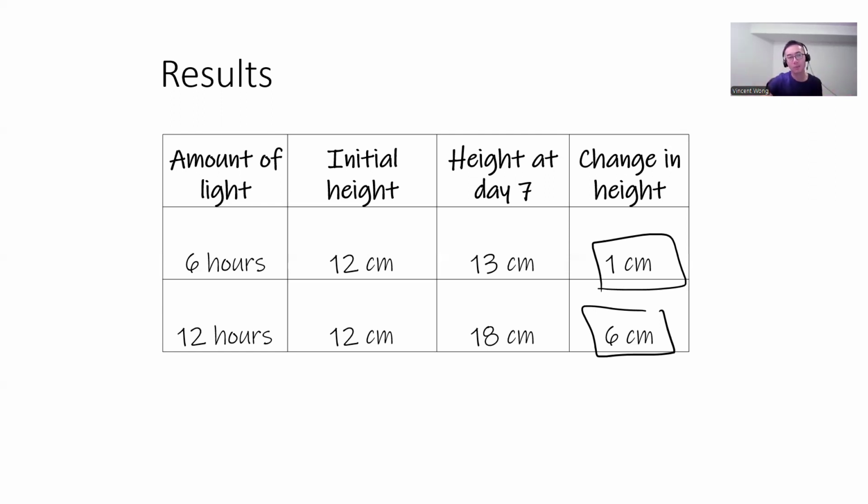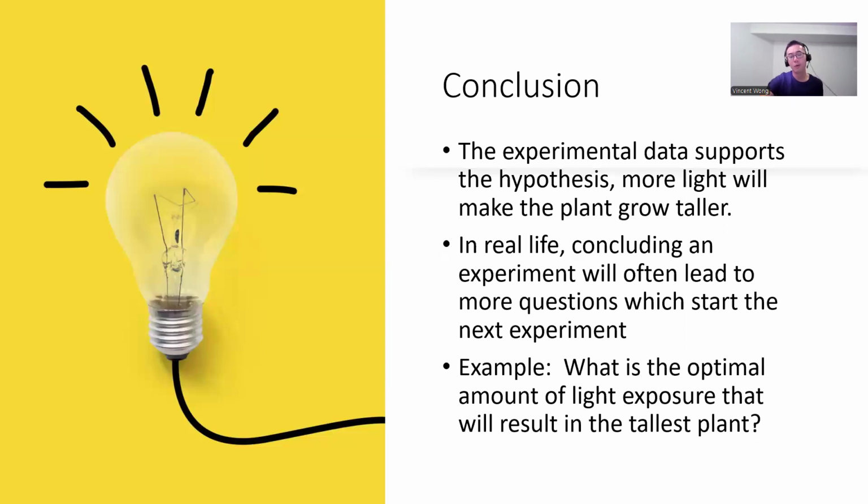But again, I'm just trying to teach you the basics, right? So that's why we are oversimplifying things. In real life, once you conclude an experiment, it often leads to more questions, and it will start the next experiment. If we find out sunlight will cause a plant to grow taller, maybe another question to ask would be, what is the optimal amount of sunlight? Maybe 12 hours is going to make it taller. Maybe 18 hours will be even taller. Maybe 24 hours will be even better.